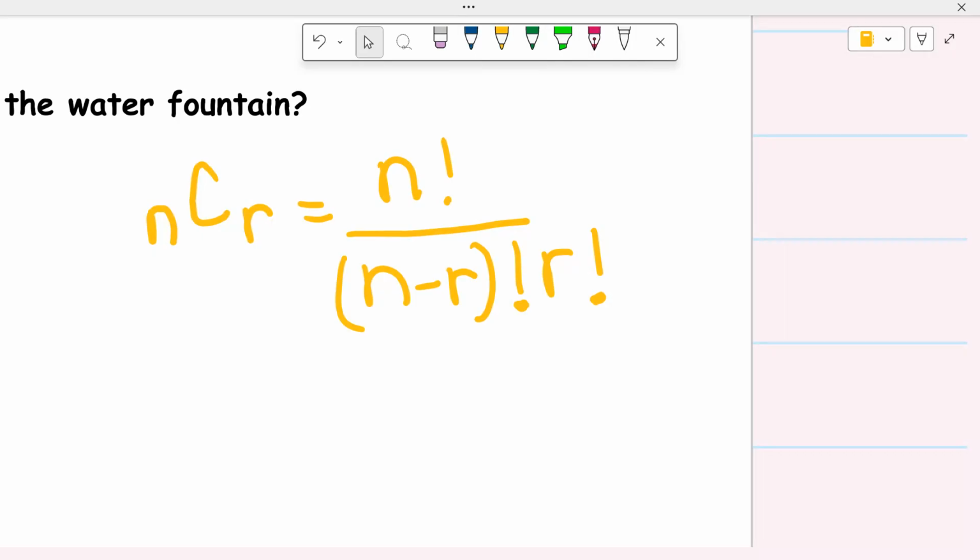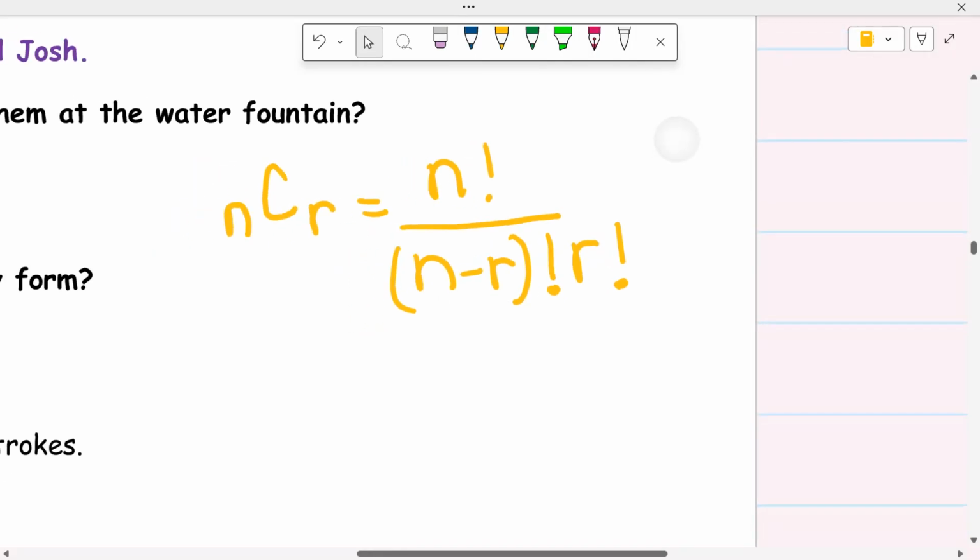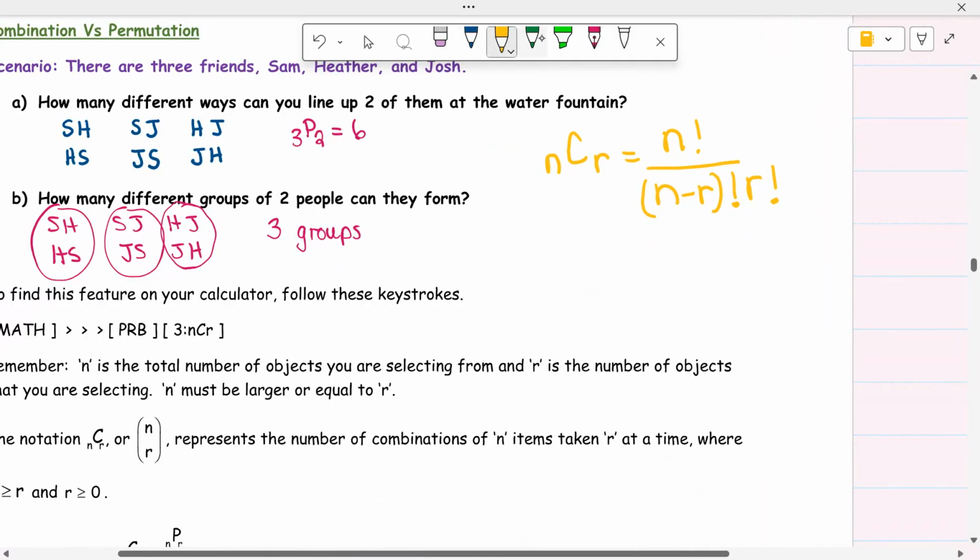It divides out the repeats of groupings. Because when we're doing a group, is this a repeat? Yes, that's a repeat. Is this a repeat? And lastly, is that a repeat? So it basically divides out the repeats, because with groups, order doesn't matter. When you're arranging objects, order does matter. So that's what that extra r factorial does for you. It divides out the repetition of arrangements because we don't care about how they're arranged. We just want a group of 2, group of 3, whatever the case may be.